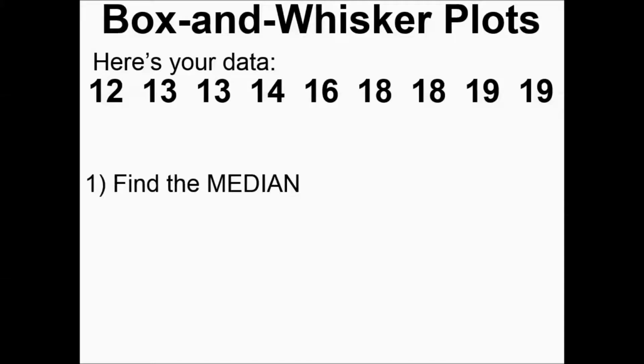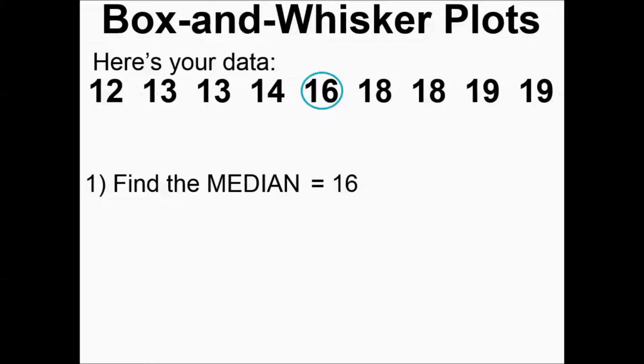First, you're going to find the median. This has 1, 2, 3, 4, 5, 6, 7, 8, 9 pieces of data. So that means, that's an odd amount of data. You're going to count in 5 from either end. So you're going to end up landing on 16. So your median is 16.